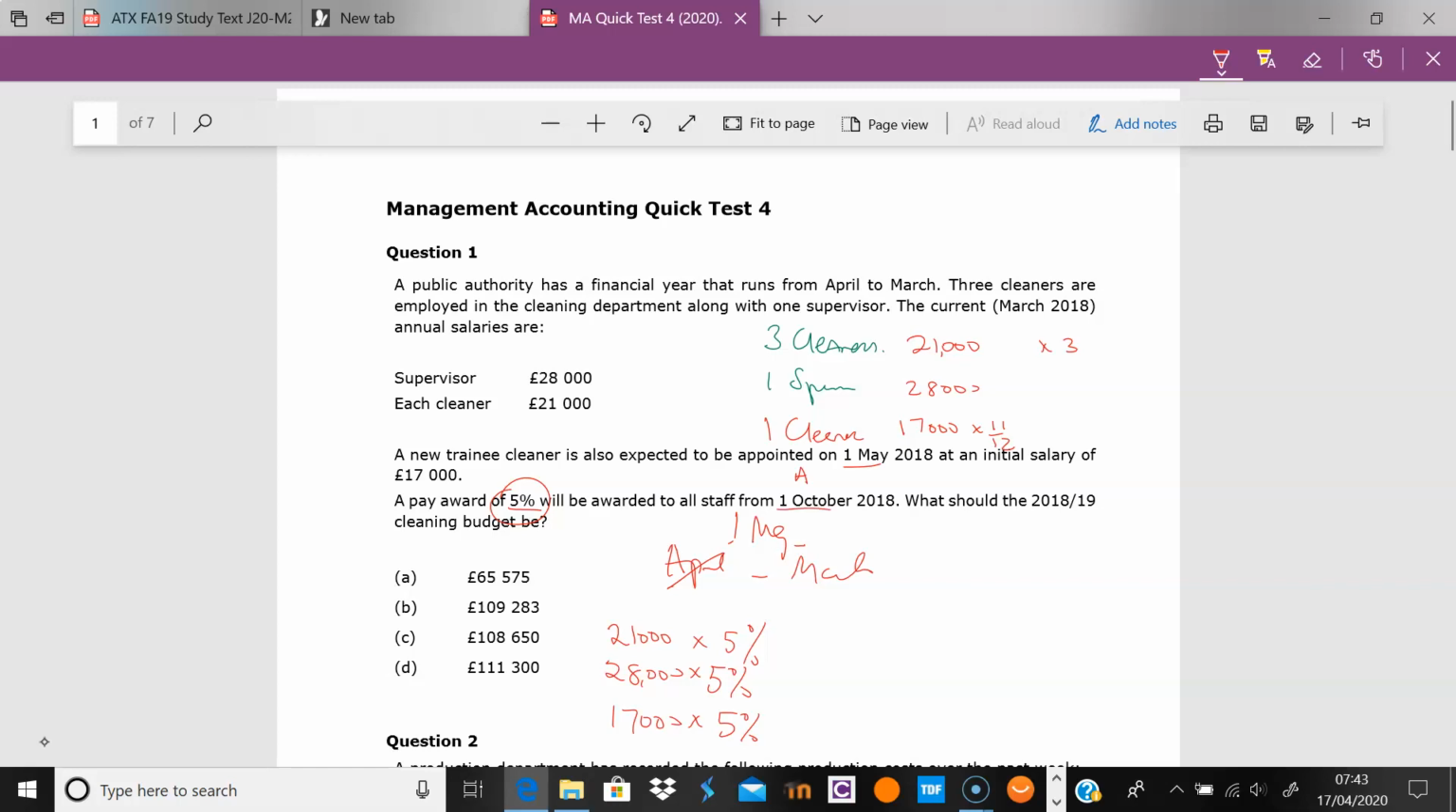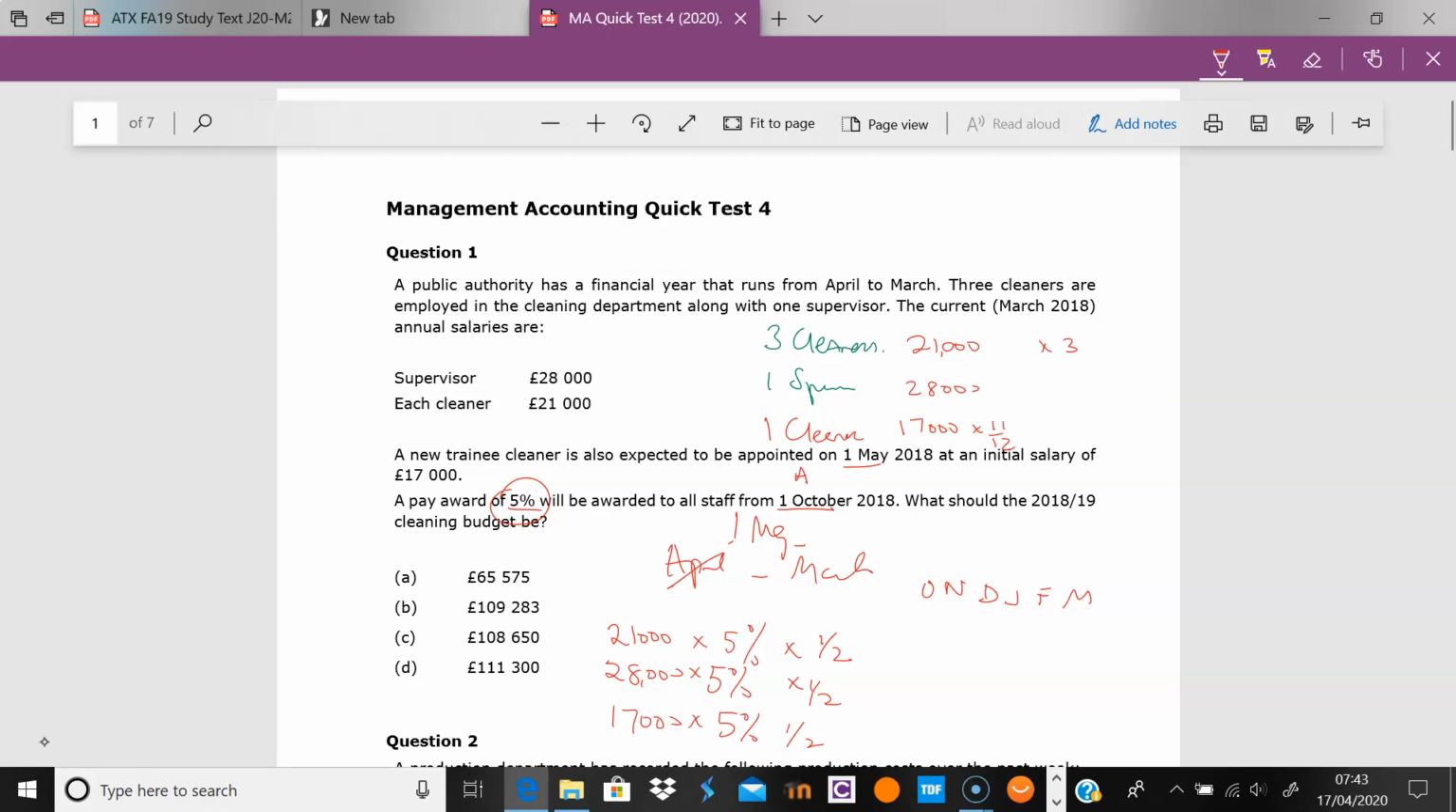It says it starts on the 1st of October, so they will only get it for October, November, December, January, February, and March. Remember, it's the 1st of April to the 31st of March. So they'll only get it for 6 months, which means half of the year. So that's what each person will get. Now we need to add all of this to all of this, because that's what they're normally going to get, plus the extra bonus. That's what you're doing, isn't it?